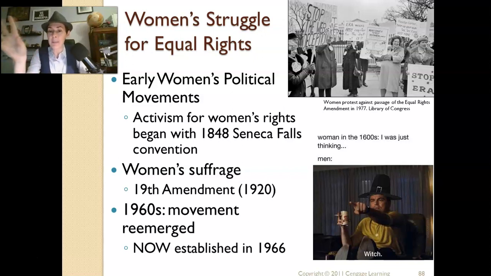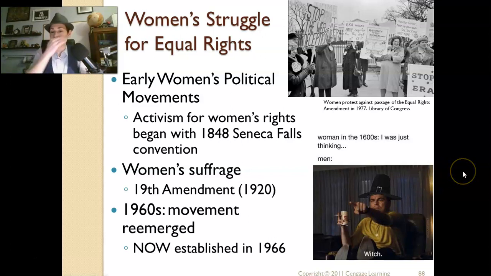So I want you guys to keep this in mind. There were stages of civil rights and equal rights for women, and they were not all at the same historical stages. They were not all fighting for the same thing. That's important to note. I've included a couple of things up here, one image, and then this meme.